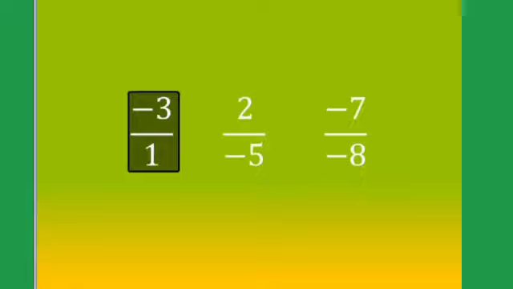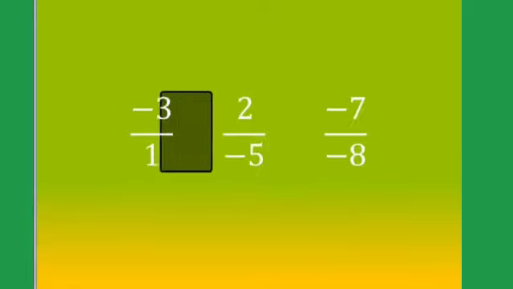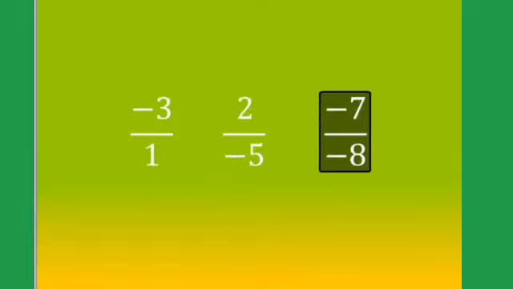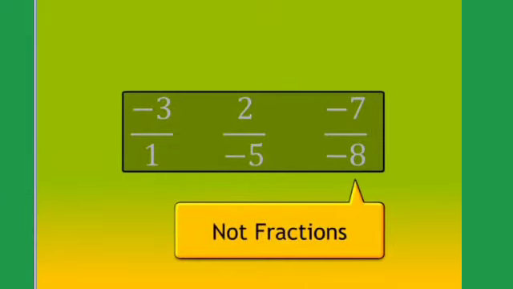In the first number, the numerator is a negative integer. In the second, the denominator is a negative integer. While in the third number, both the numerator and the denominator are negative integers. By definition, these numbers cannot be called fractions. Seems like Unc has created a new group of numbers. These numbers are called rational numbers.